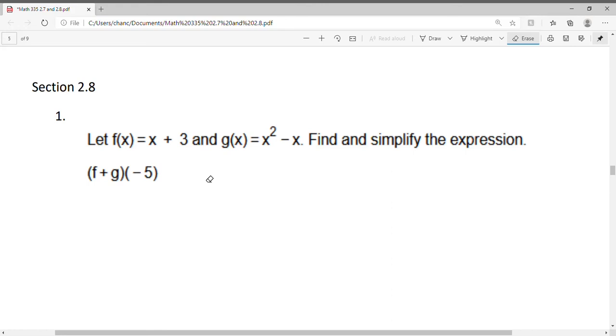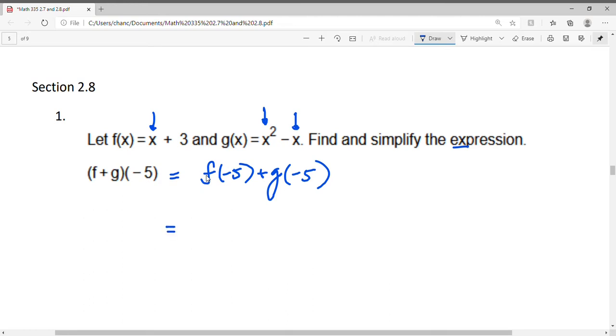Let's review section 2.8. Let f of x be equal to x plus 3 and g of x be equal to x squared minus x. Let's find and simplify the expression f plus g of negative 5. This is equivalent to f of negative 5 plus g of negative 5. That means I need to plug in negative 5 into f of x, and then we'll plug in negative 5 into g of x and add them together.